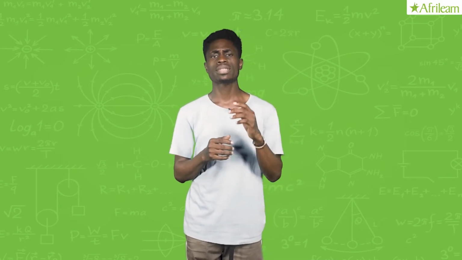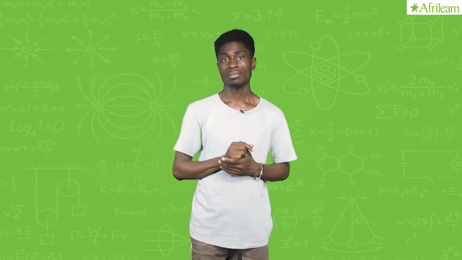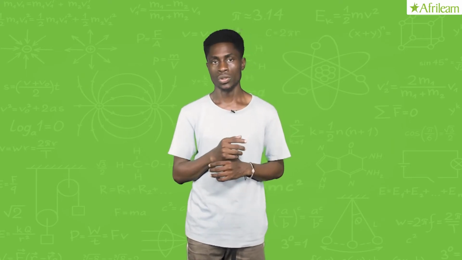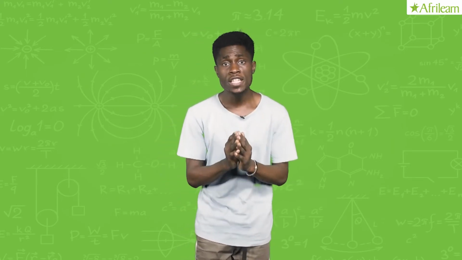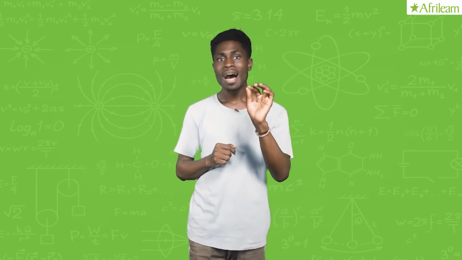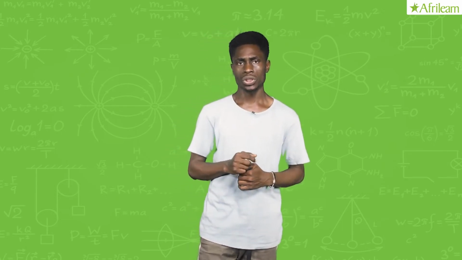Like the areas of rectangle and square have formulas, Ohm's law also has its formula. Now I'm sure you want to know. V equals IR, where V is the voltage in volts, R is the resistance in ohm, and I is the current in ampere. Now let's take some examples, shall we?